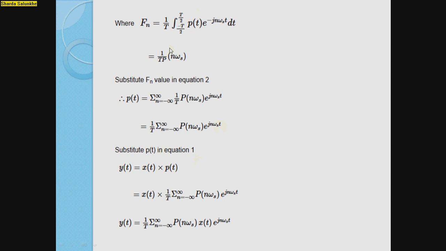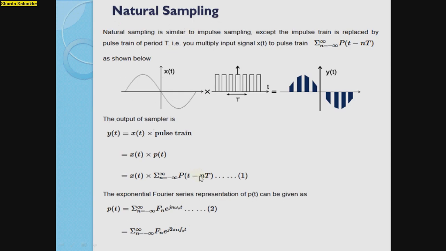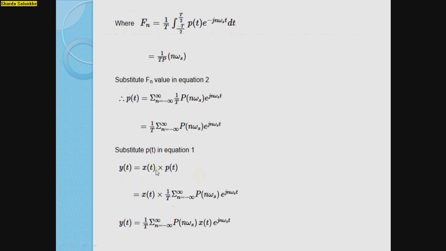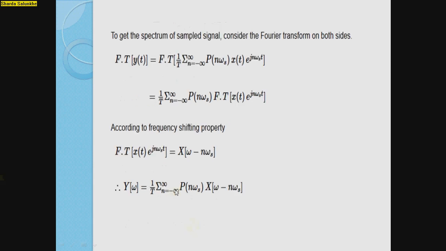So put this into equation number 1. So you will get y of t is equal to x of t into p of t, x of t into this equation, that is p of t, that is 1 by T summation of n is equal to minus infinity to infinity p of n omega s into e raised to j n omega s t. That is, y of t is equal to 1 by T summation n is equal to minus infinity to infinity p of n omega s into x of t into e raised to j n omega s t.